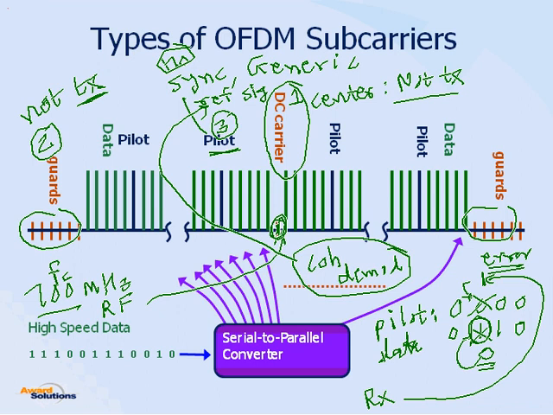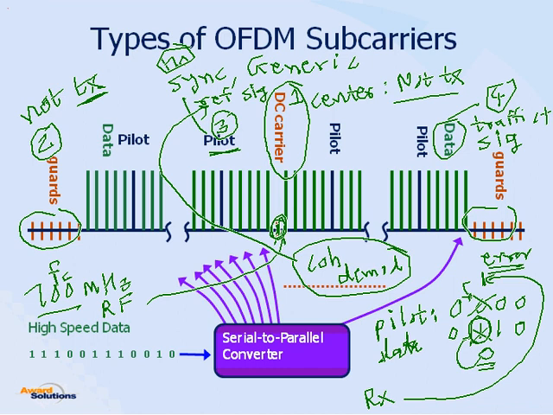So those are some of the functions of pilot. Finally, the last type of subcarrier is data. This carries our user data. It also carries signaling. So your user traffic, email, web page, etc., along with the signaling messages will be traveling on the data subcarrier.